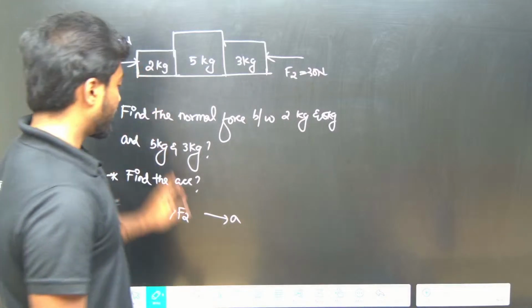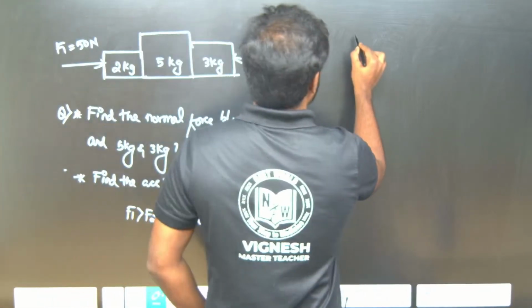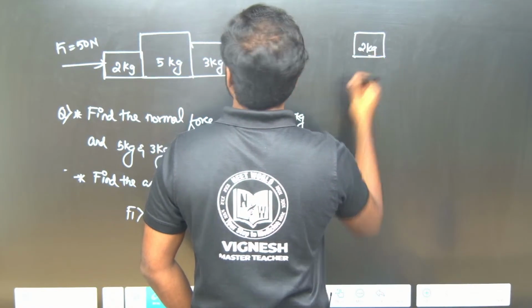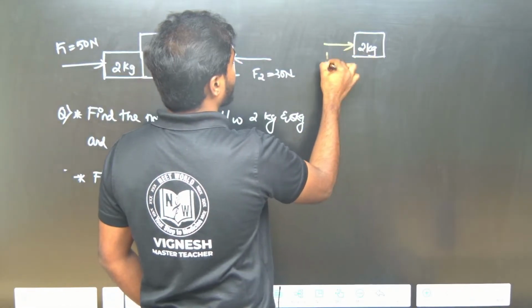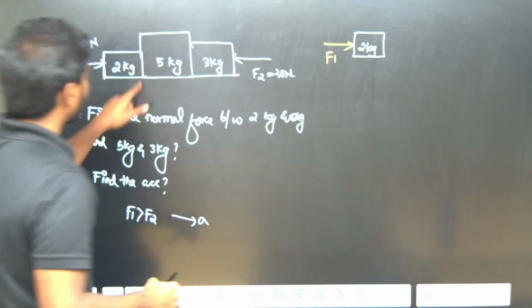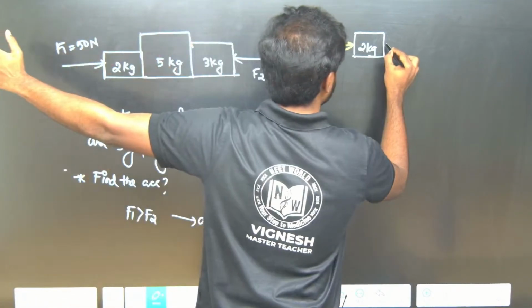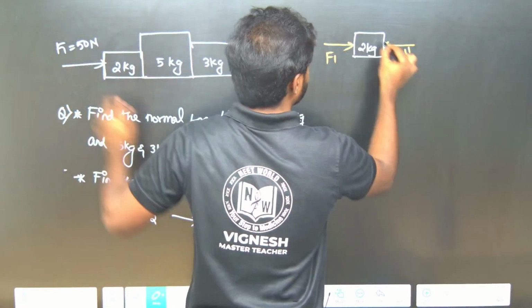Now we will solve the free body diagram. So the first block, 2 kg. What forces are acting? This is F1 and the normal force by the 5 kg block will be in this direction, so this is N dash and this is N1. Now we want to talk about the y-axis.